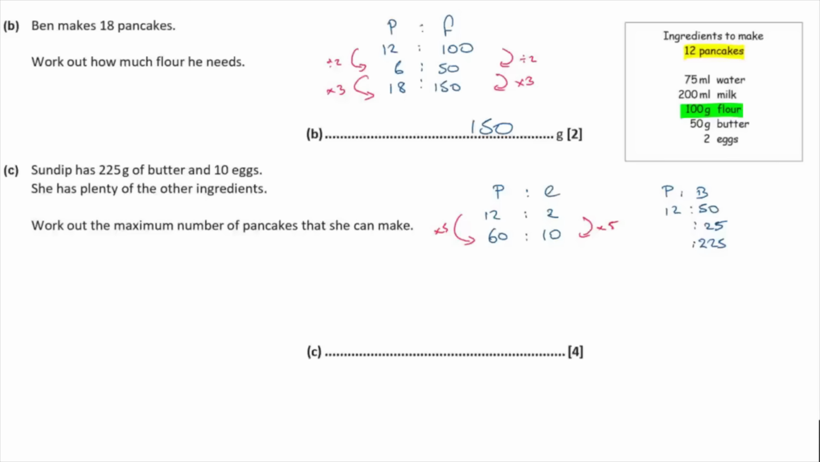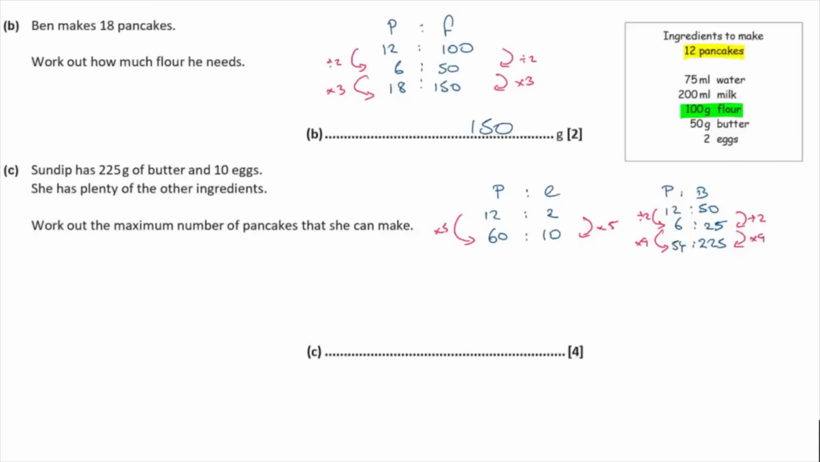So dividing 50 by 2 will tell me how many pancakes I can make with 25 grams of butter. That's 6, isn't it? I can make 6 pancakes if I divide 12 by 2. And then taking 25 and scaling it up, how many 25s go into 225? Well, it's going to be 9 times, isn't it? So I times that by 9. I should know that gives me 225. So doing times 9 on the other side, 6 times 9, that's 54.